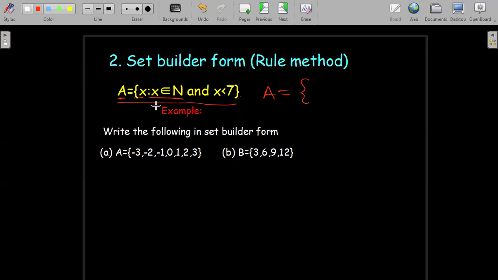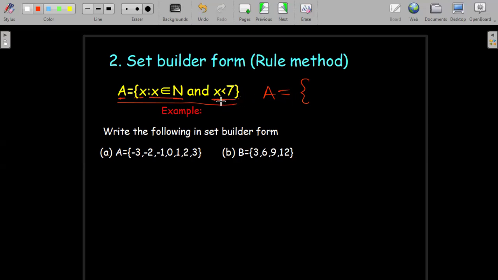It has to be a natural number. X is a natural number. And apart from it being a natural number, X has to be what? Less than 7. So in short, from the knowledge we've gotten on roster form, or the tabular form, which is just listing out your elements, what is going to be contained in this set? Let's list out the elements of this set.